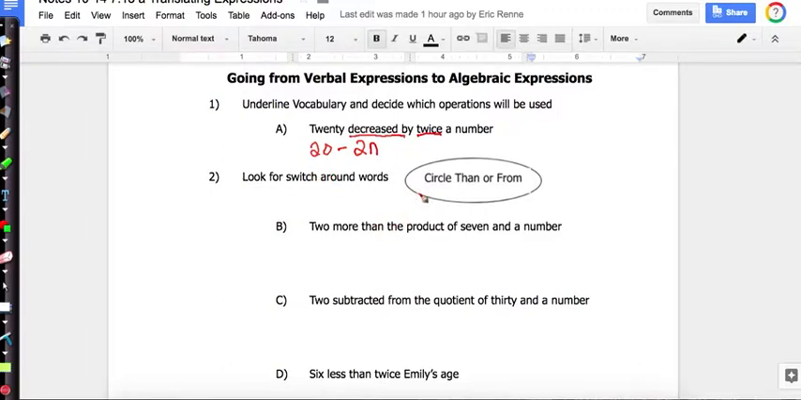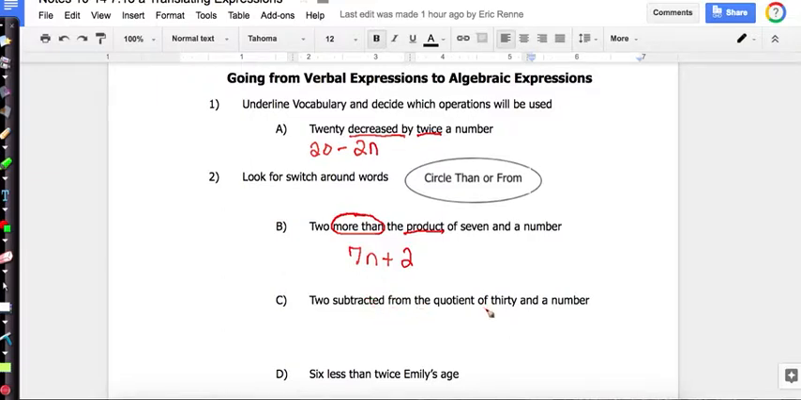Okay, step 2 is look for switch around words. Circle than or from. So 2 more than the product of 7 and a number. So there's a switch around, so circle it. And then there's just a keyword, so underline it. What I like to do is figure out how everything looks, and then I rewrite it at the end. So this says 2 plus 7n, because product means multiply, but it's a switch around word. So instead of saying 2 plus 7n, I'm going to say 7n plus 2. Because when I say 2 more than this, that means I'm adding 2 to this whole thing. So that's why the 2 needs to go at the end. So 7n plus 2.